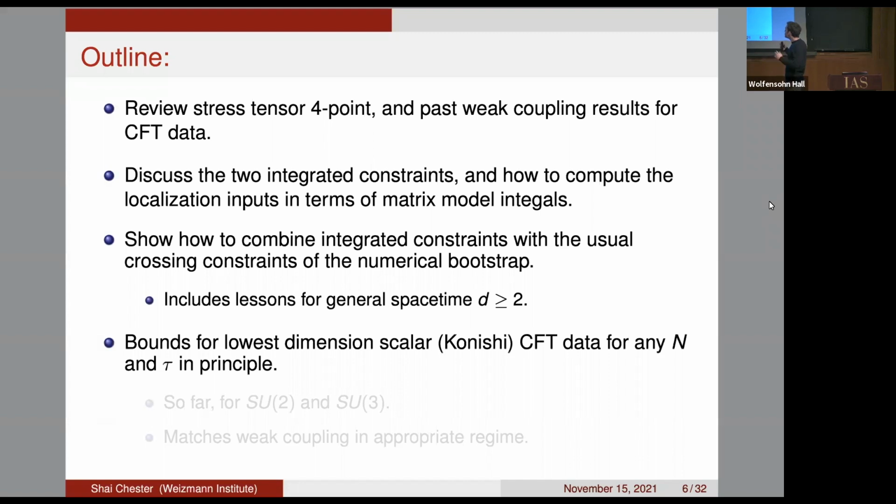Then I'm going to use these two combined things to compute bounds for the lowest dimension scalar operator, called the Konishi, for any value of N and tau in principle, although in practice we're going to focus on N equals 2 and 3. Our method in principle works for any value of N and for any gauge group. And then, as a very nice check of our method, we're going to show that these weak coupling estimates to very high loop order match our non-perturbative results to pretty good precision, which shows that what we're doing is right. Okay, so here's the outline.